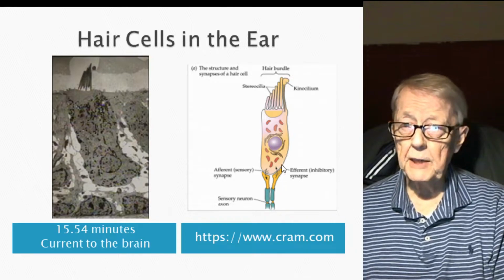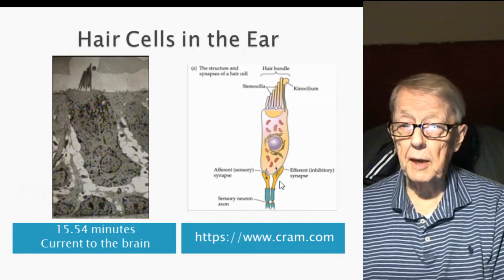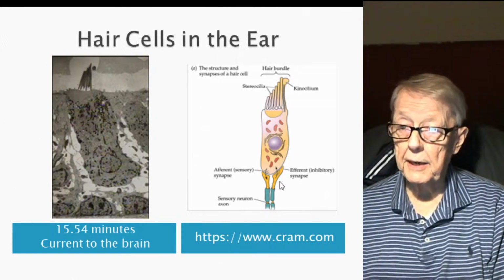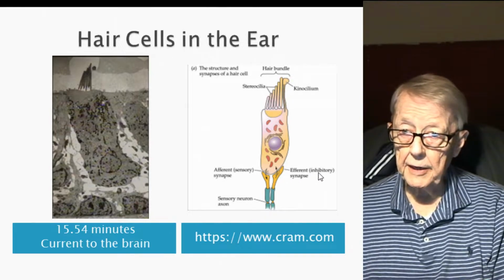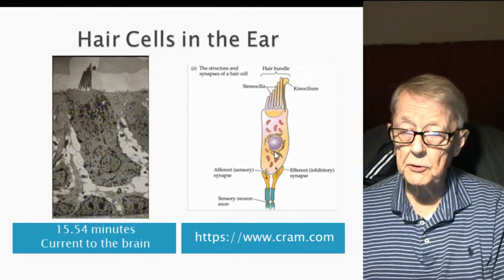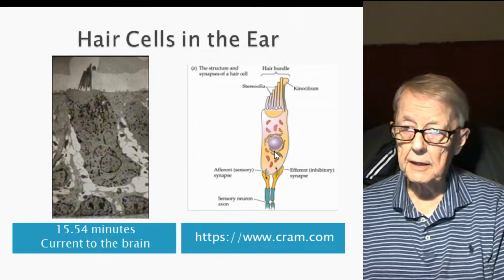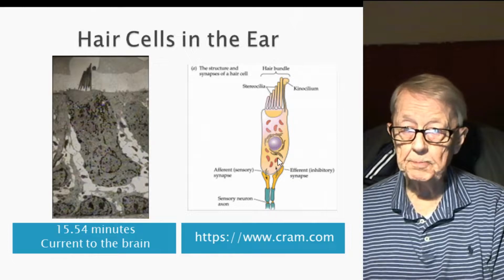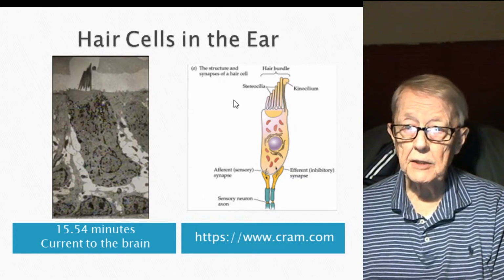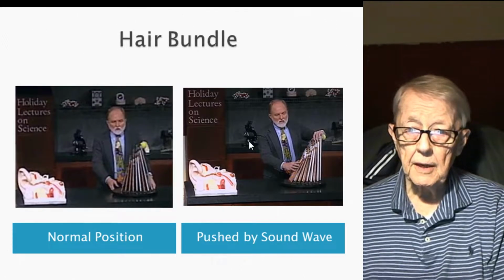And there's no information on this. I didn't look it up, but obviously there is some control mechanism. Some inhibitory function would imply some sort of throttling, much like a governor on an engine. So that's the hair cell in the ear.